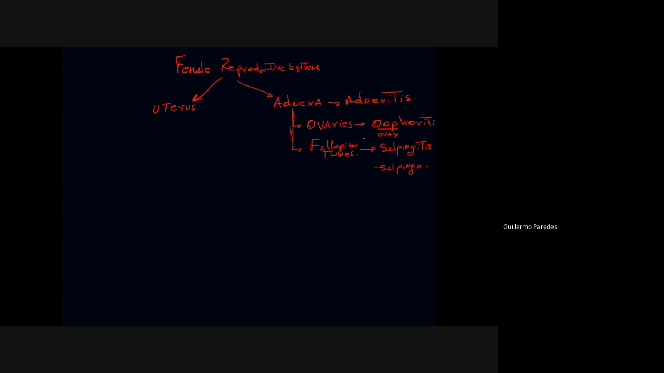This is very common, especially for STDs, sexually transmitted diseases, like gonorrhea, the gram negative gonococcus, which affects the fallopian tubes and the ovaries, and mostly the fallopian tubes, which can lead to infertility. Okay, so that is one.